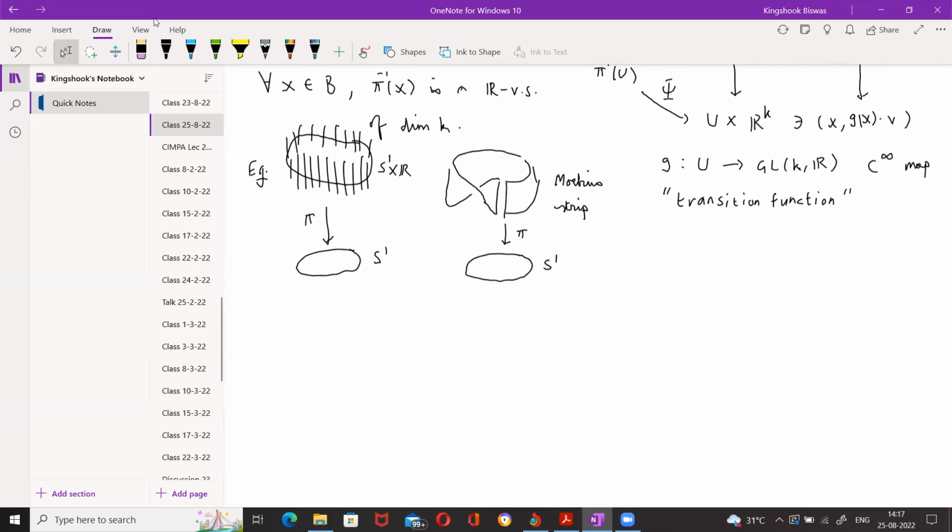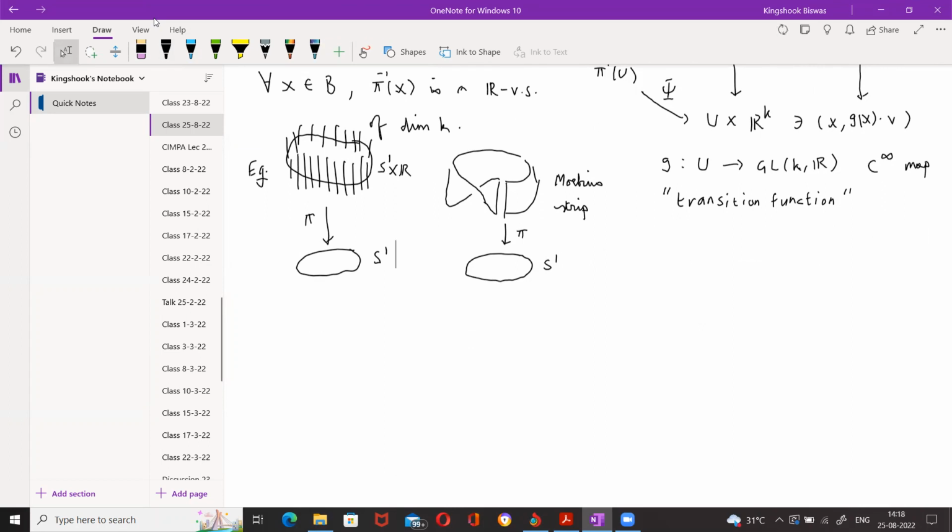Sir, I have a question. This transition function, is this linear information there in the definition only? I have a confusion. That's why I'm asking. Yeah, it is always there.